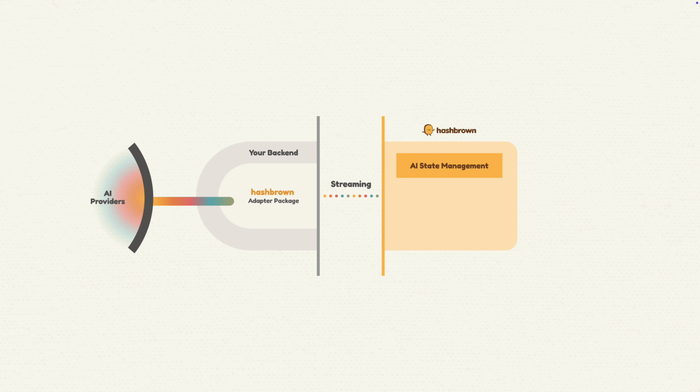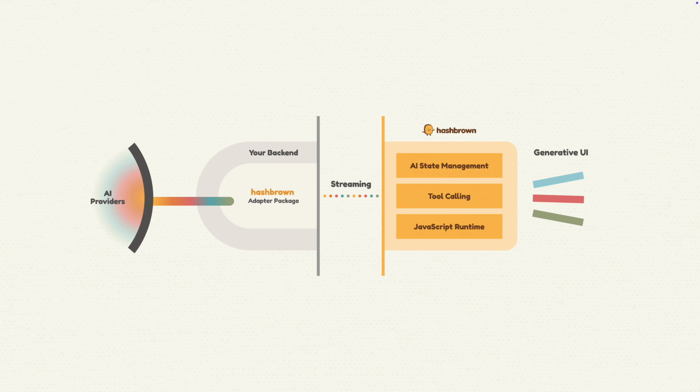So here's how Hashbrown works. You're going to have your own backend, and you're going to pick a Hashbrown adapter package for the AI provider of your choice, whether it be OpenAI, Gemini, Writer, or even open weights models via Ollama. That adapter package is going to harvest intelligence from that AI provider and form hardened streaming responses that are ready for your web application to consume. Hashbrown's then going to pick up those streaming responses and give you, the application developer, access to AI state management, tool calling, and even a JavaScript runtime to execute LLM-authored JavaScript on the fly. Using these capabilities, you can build generative user interfaces.